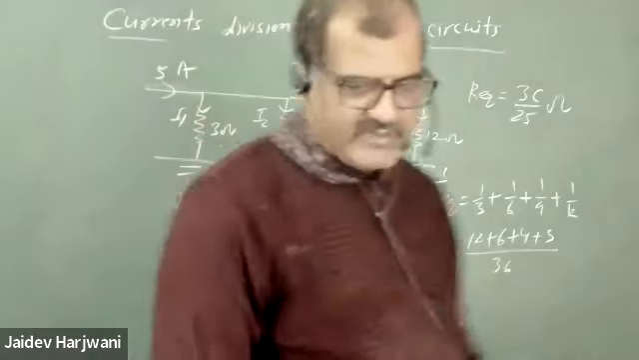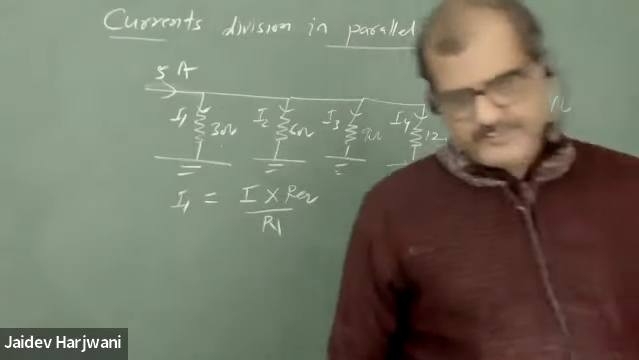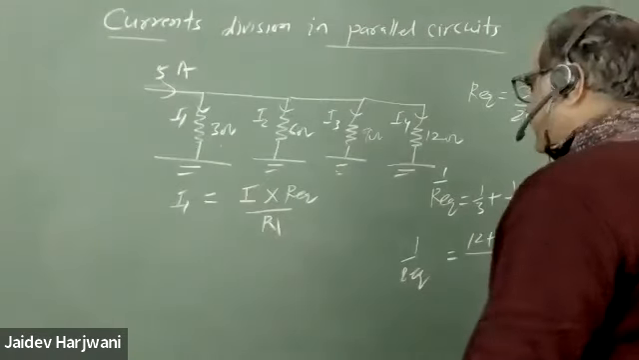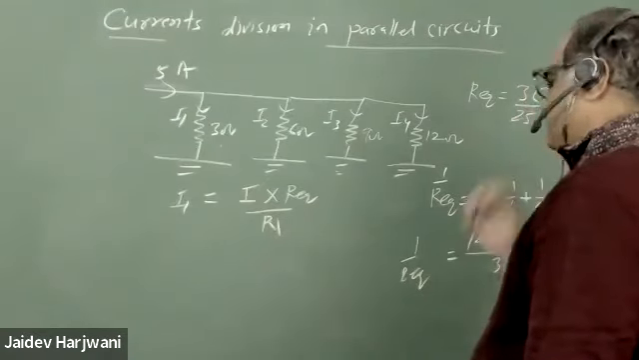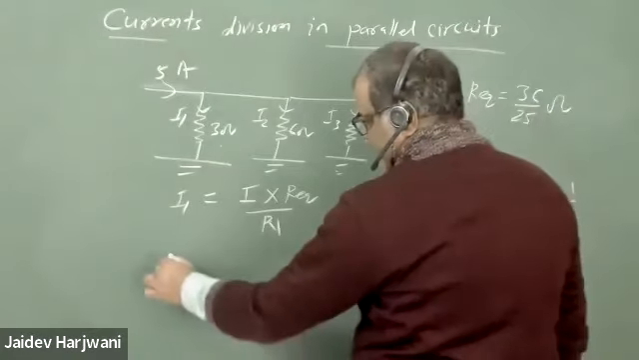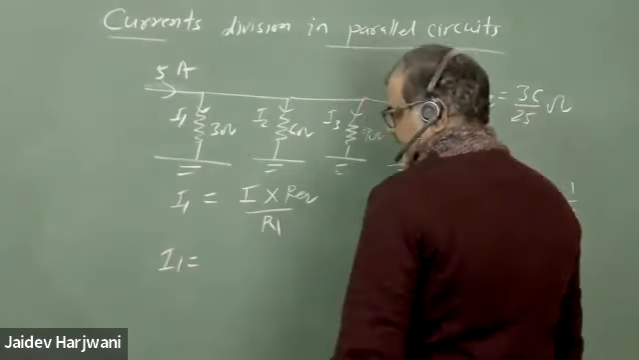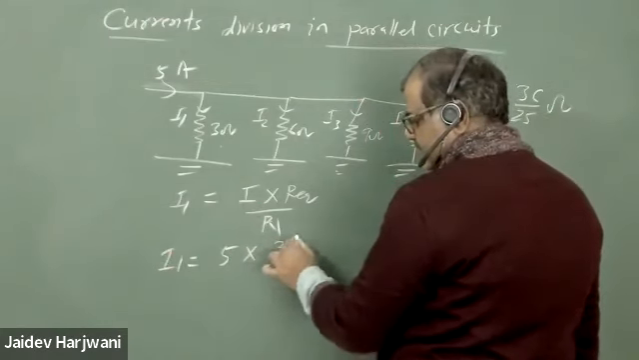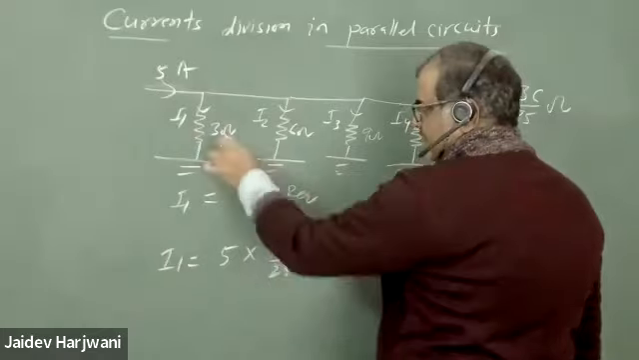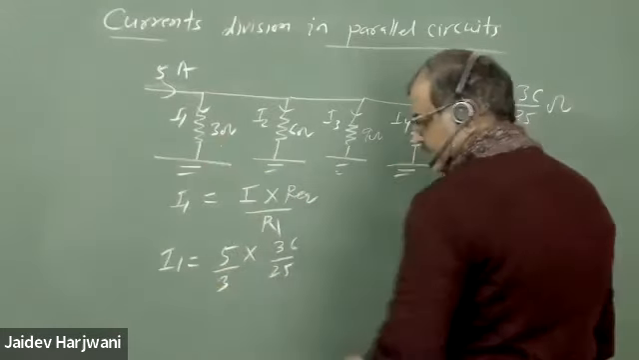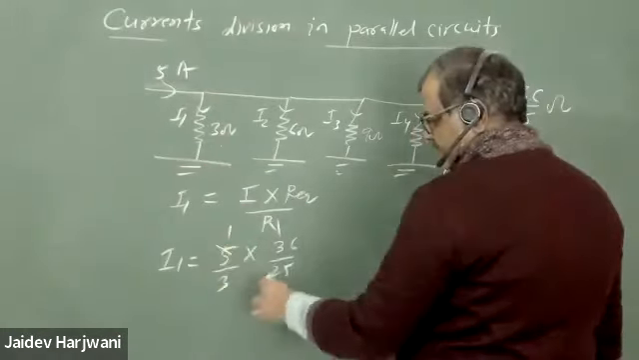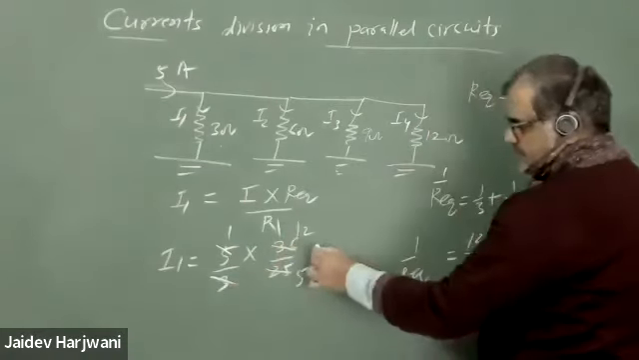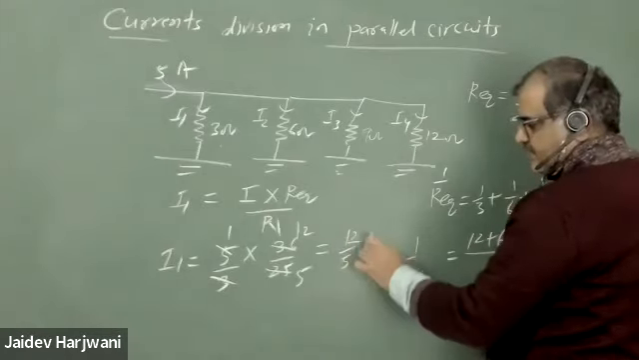Now calculate I1, I2, I3. If I want to find I1, I can simply write the 5 ampere total current, R equivalent is 36 upon 25, and my resistance R1 is 3. So this becomes 5, 1, 5, this becomes 3, 1, this is 12. The I1 is 12 upon 5 ampere.